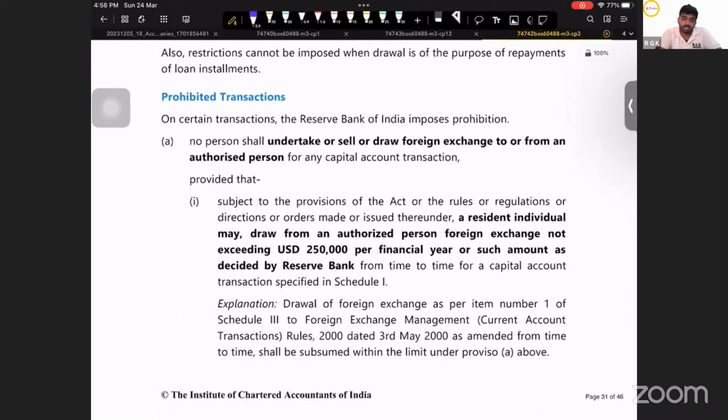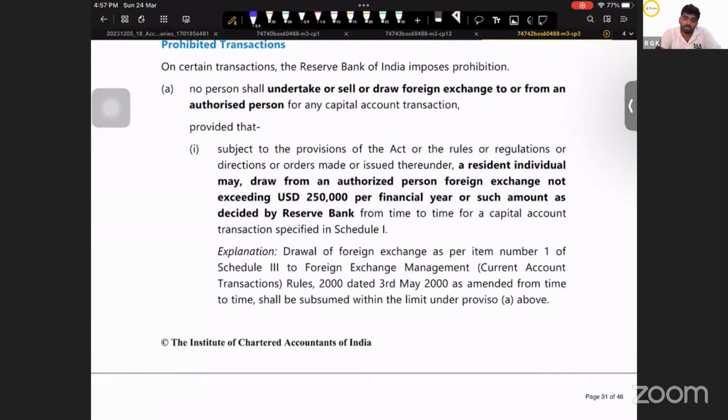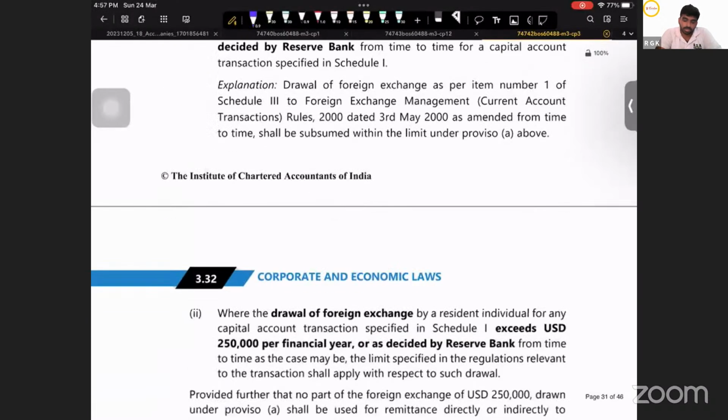They clearly say that no person shall undertake or sell foreign exchange to or from an authorized person for any capital account transaction. On certain transactions, the RBI of India imposes prohibition. They say, subject to the provisions of the Act or rules, a resident individual may draw from an authorized person foreign exchange not exceeding $250,000 per financial year, or such amount as decided by the Reserve Bank of India from time to time, for capital account transaction specified in Schedule 1. So an individual can draw up to $250,000, no restriction.